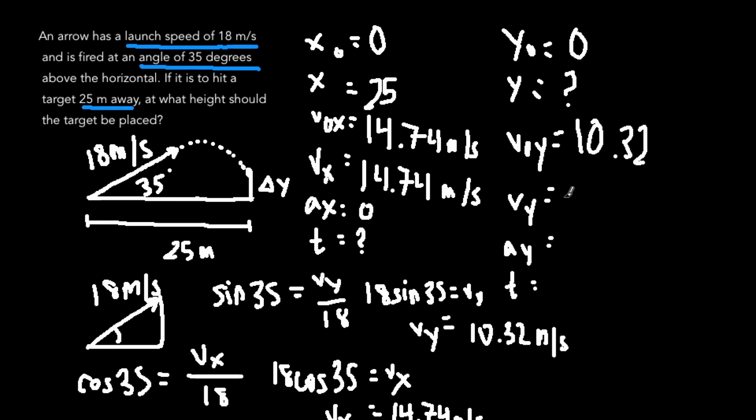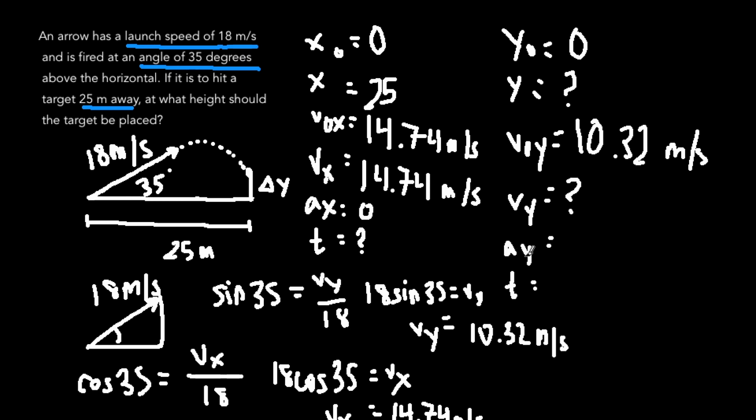Now, we can't necessarily plug it right into V final because velocity in the y direction is changing, okay? In fact, we don't know what the final velocity is in the y direction because it's launched, it starts to fall, but we don't know what its velocity is when it hits the target, at least in the y direction. So we don't know that value.